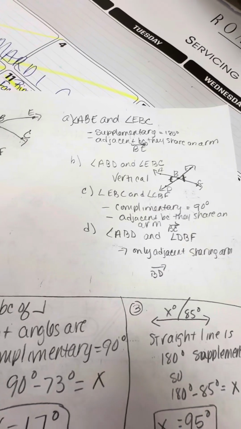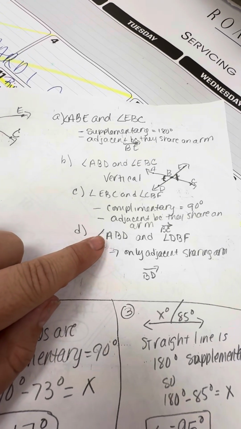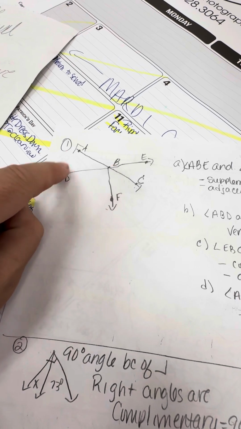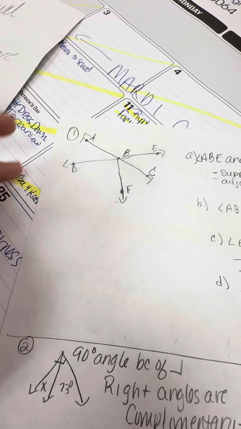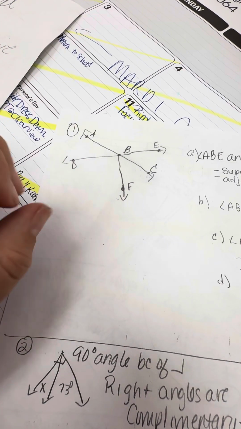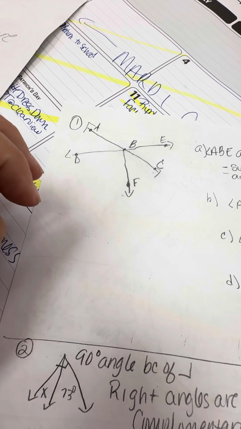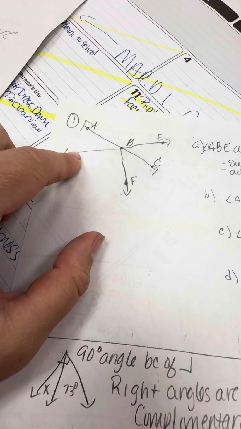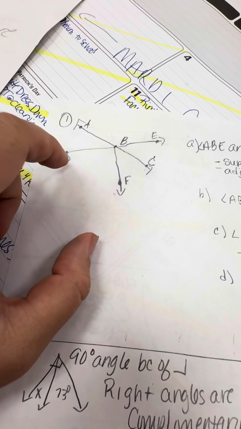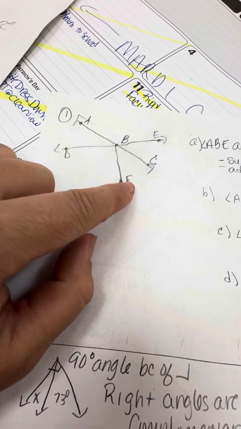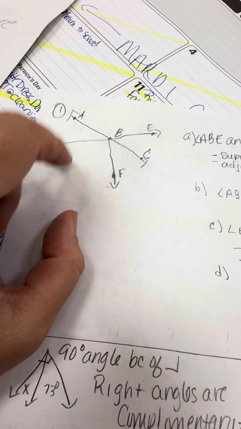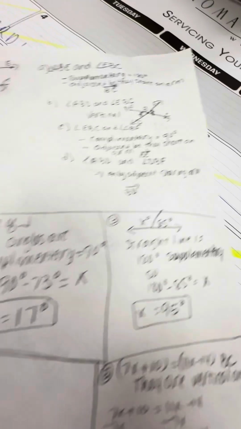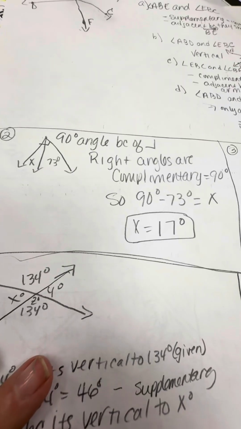And then last is ABD and DBF. The only thing they have in common is being adjacent. So they're adjacent, sharing arm BD. ABD and DBF share the arm BD. So they are adjacent. Okay? Very good.